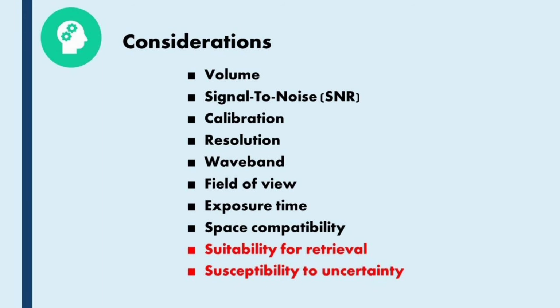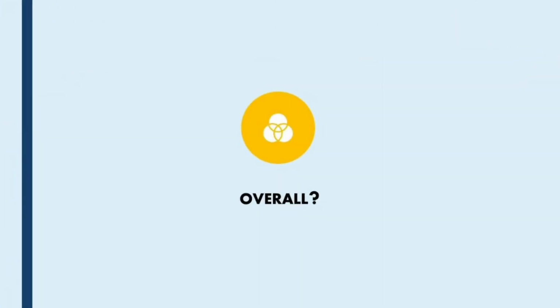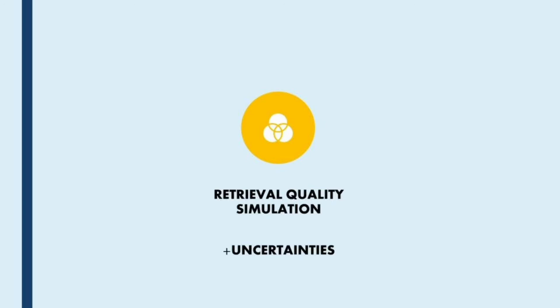Now, to the final line of our considerations, the one we give the most weight to: the suitability of the imager and its susceptibility to uncertainty. This helps us focus our final question. What is the best overall possibility? To answer this, we give priority to the considerations of retrieval quality and stability to uncertainties.